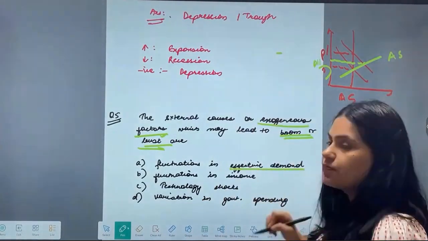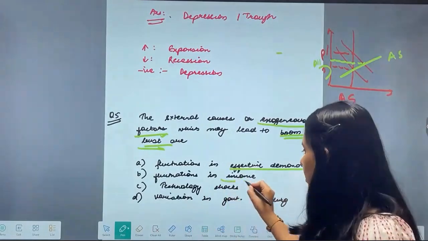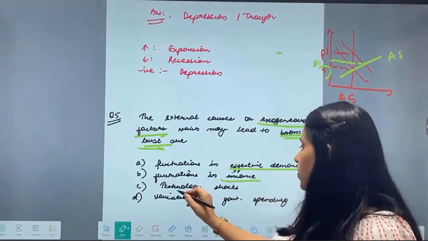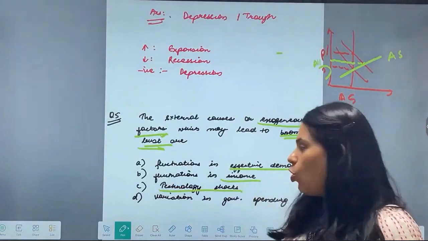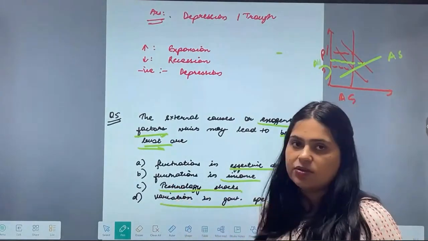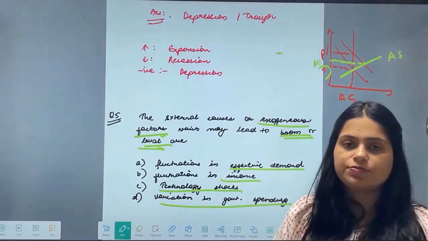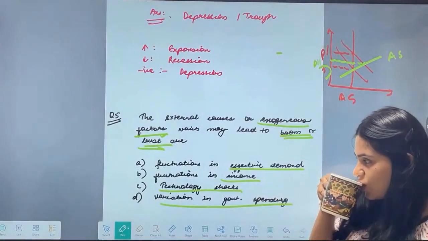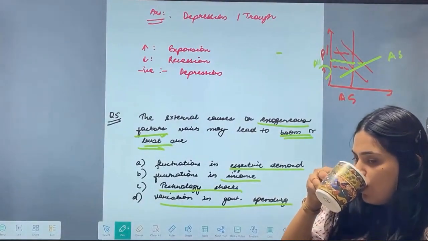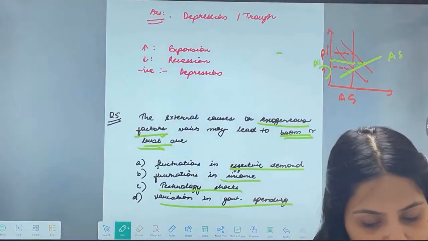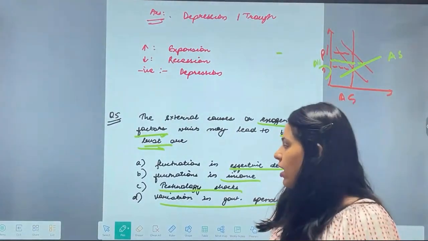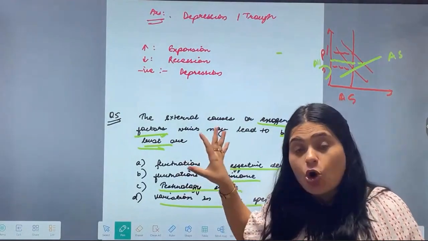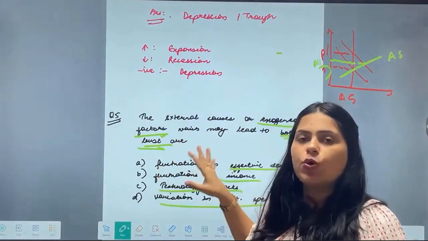Fluctuations in demand, fluctuations in income, fluctuations in technology, or the variation in the government spending. So try to answer this question. So which of these are exogenous factors? That is what you have to tell me.